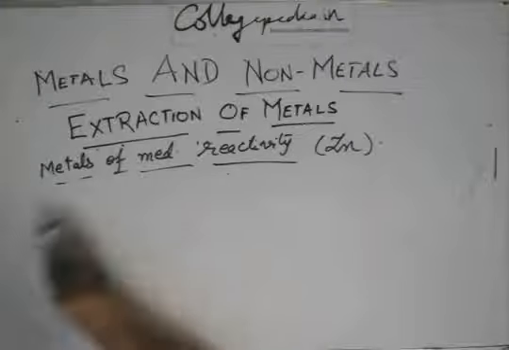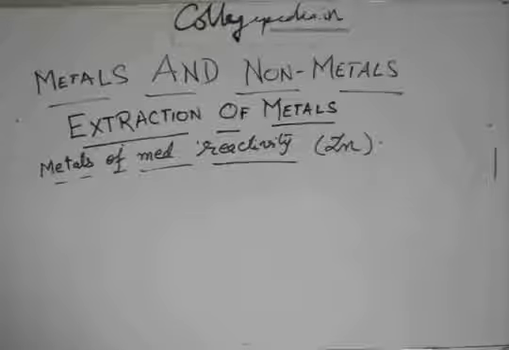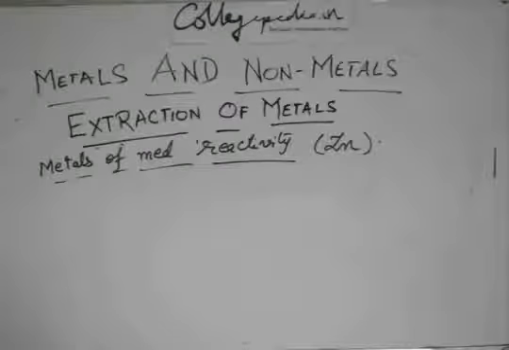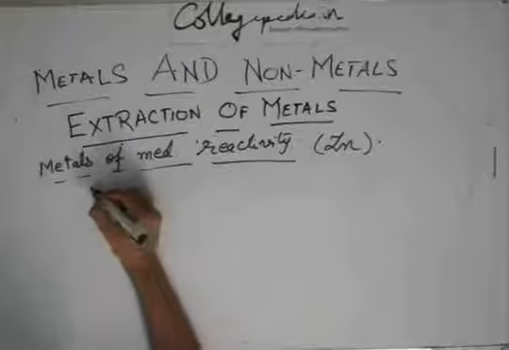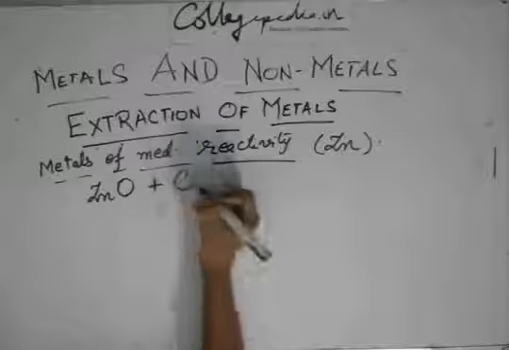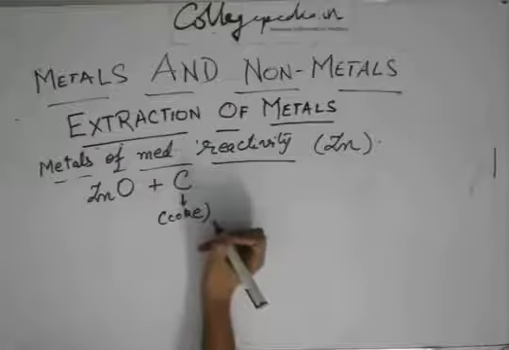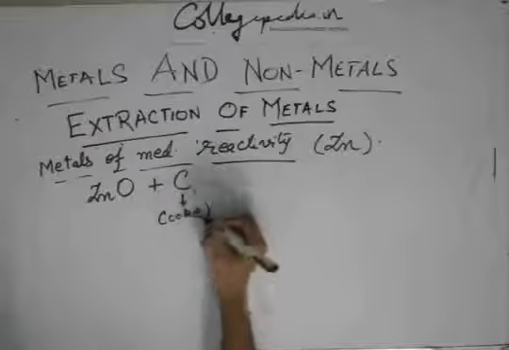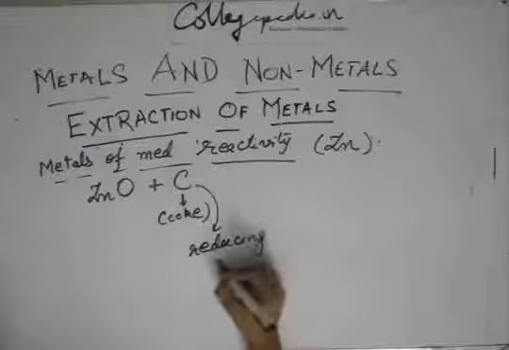Okay, so now you have got the oxide. Now what to do? As we have already seen, metals of medium reactivity will not just get converted to the metal by heating the oxide. So what to do with the oxide? How to get the metal? The thing we use is carbon. We use it in the form of coke. Now this carbon acts as a reducing agent.